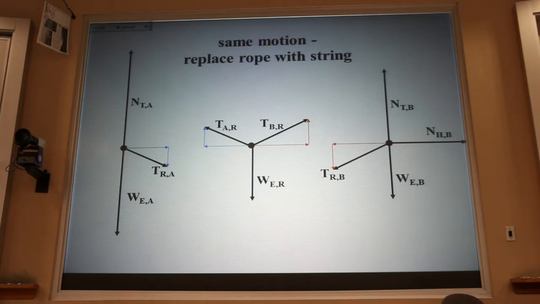So what does that tell me about the push by the hand? Is it the same as it was before? No, it's got to be less. It's got to be smaller.